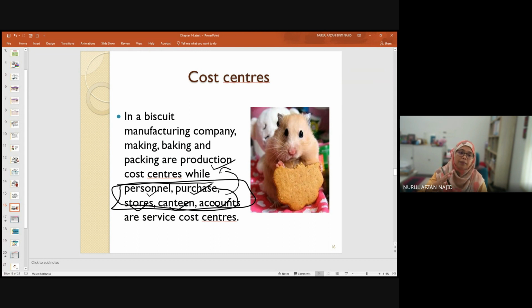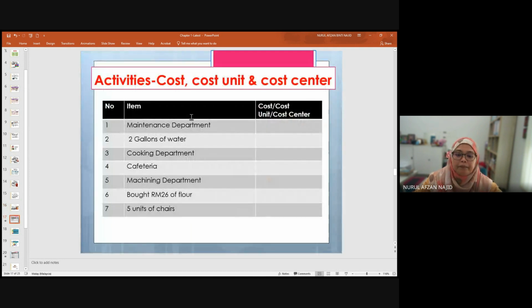Kalau tak ada making, baking and packing, dia tak akan jadilah biskut. Dia mungkin akan jadi tepung sampai bila-bila lah sebab dia tak ada section-section yang terlibat untuk menjadikan daripada tepung kepada biskut itu. Itu yang dimaksudkan kepada production center dan juga service cost center. Okay, boleh faham? Okay, kita buat aktiviti sikit.